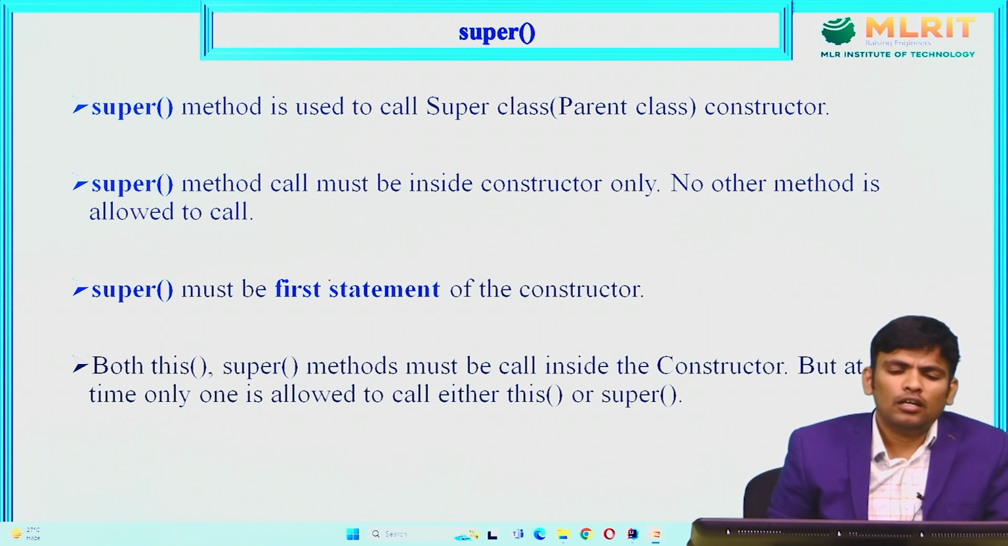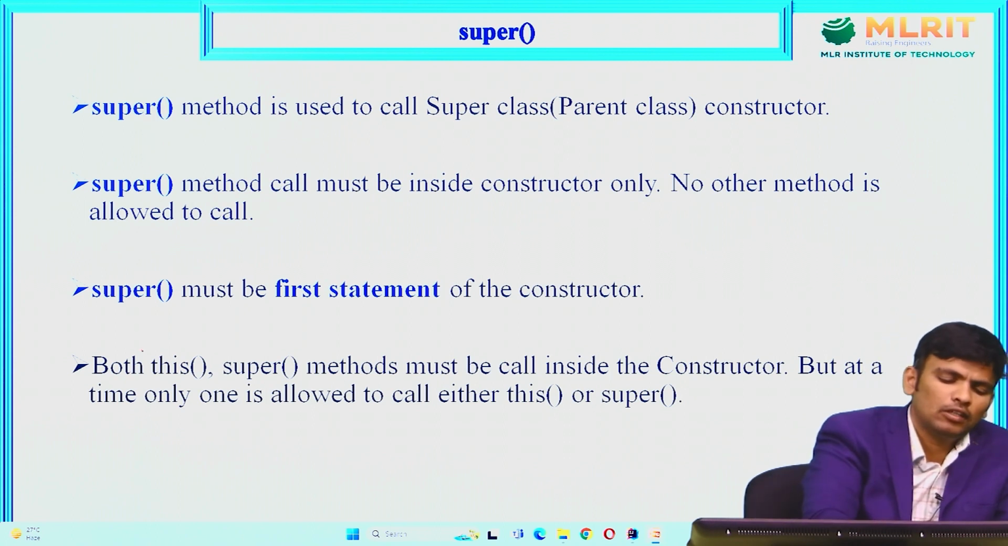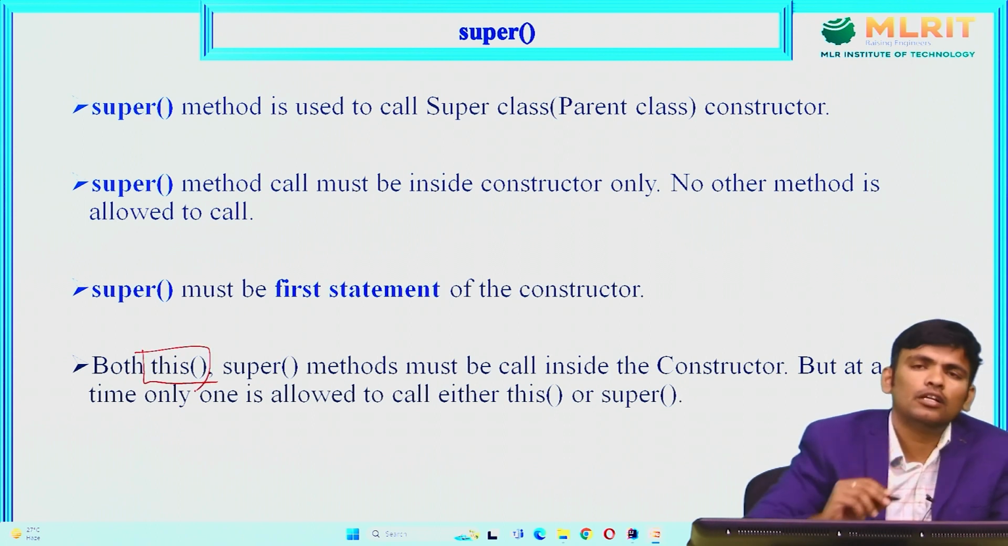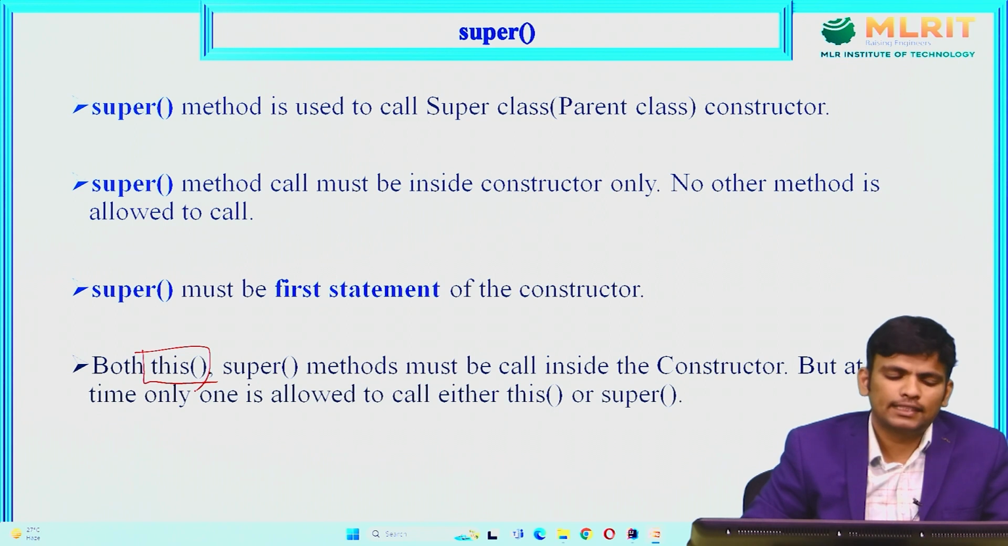Using the super method we can call the parent class constructor. In the same way, using the this method we can call the current class constructor. So, the this method and super method are used to call constructors only. Using this we can call the current class constructor, using super we can call the parent class constructor.